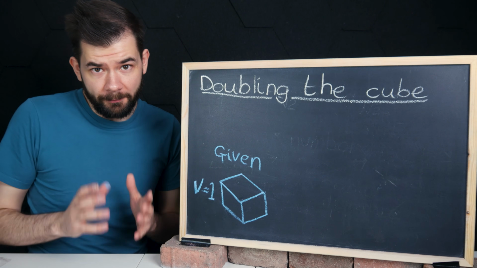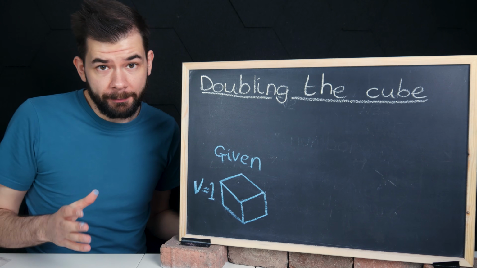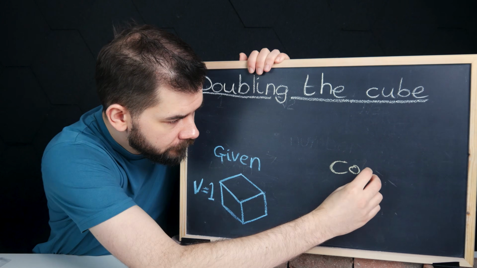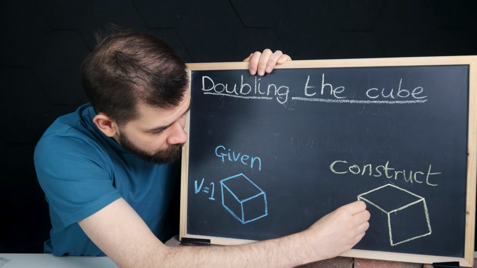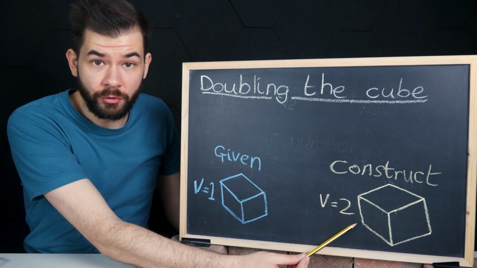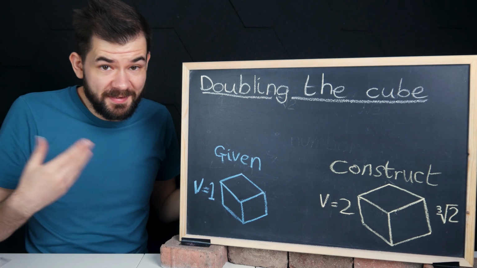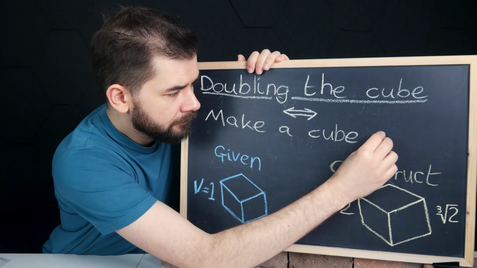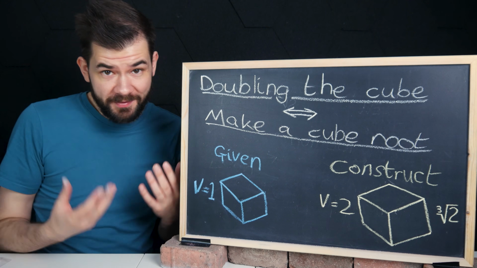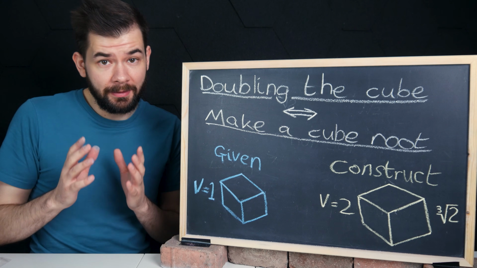This was a problem, as doubling the cube is the problem of, given a unit cube, construct a cube of double the volume. Its side length will therefore be the cube root of 2. So this problem is essentially to construct a cube root. Cube roots are also required for trisecting an arbitrary angle, though the reasons are less obvious.